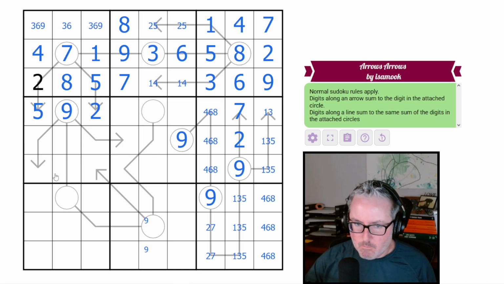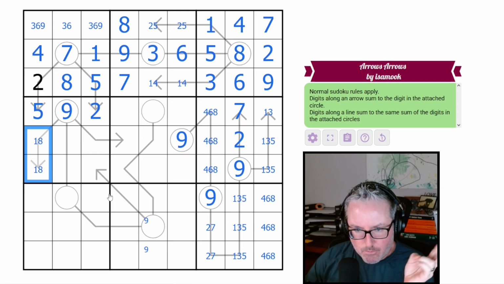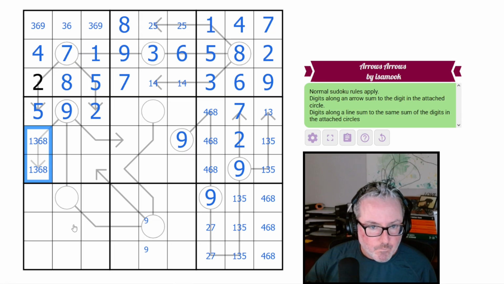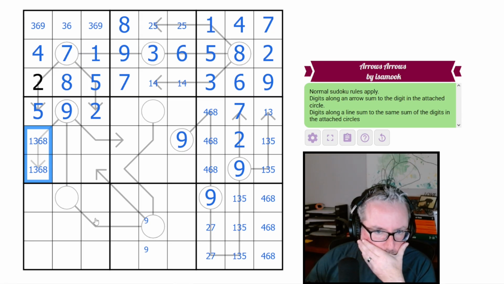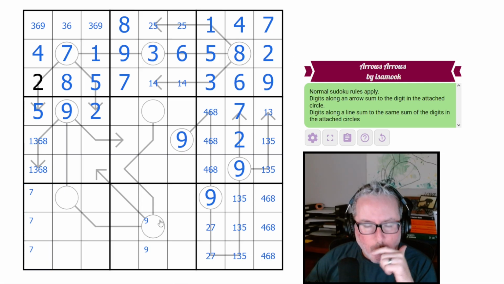Let's see. What can we do with the 9 here? It could be 8, 1. It can't be 7, 2. It could be 6, 3. But it can't be 5, 4, so that's not all that useful, sadly enough. Okay. Does that push anything down here? 7. That's it, though. Okay.